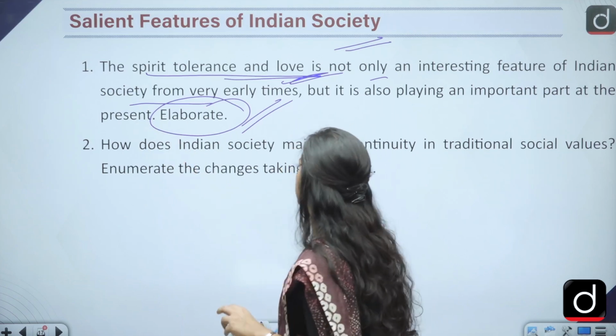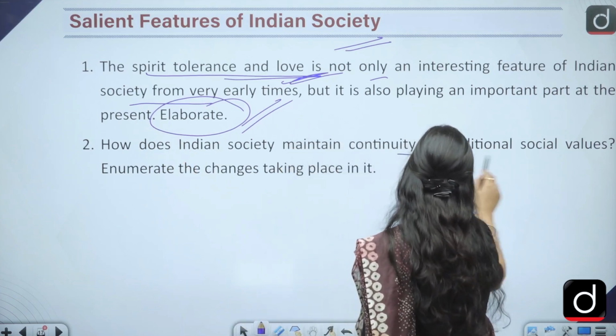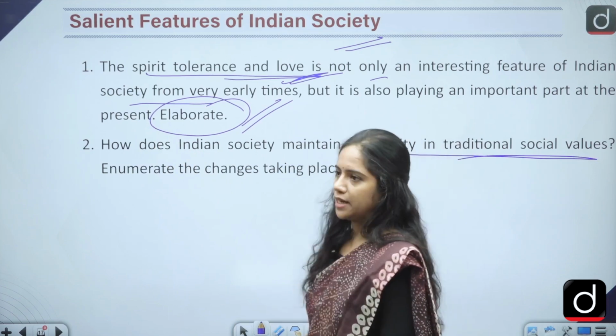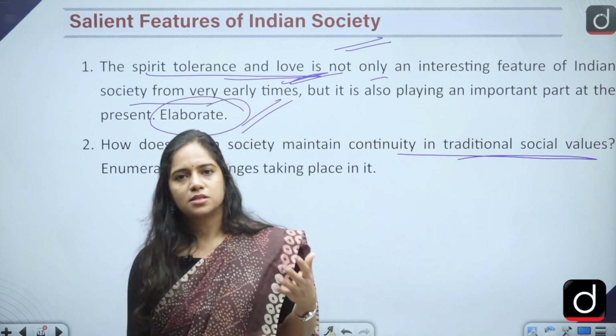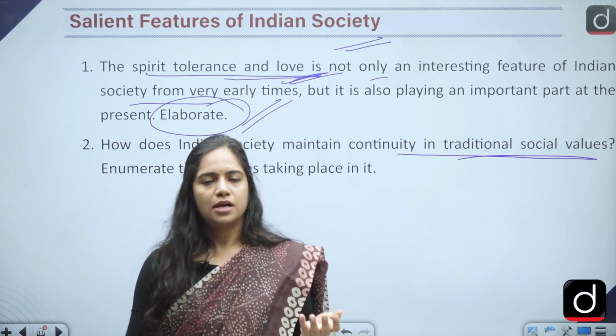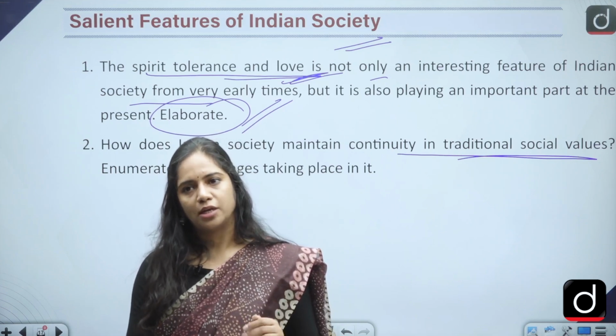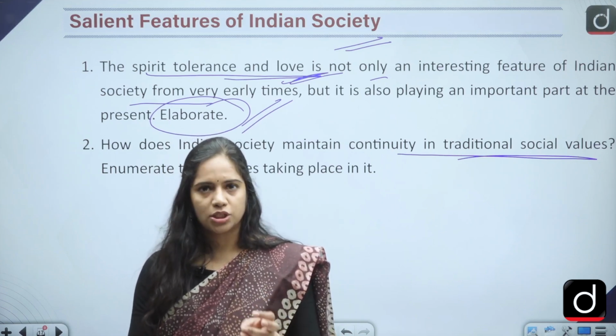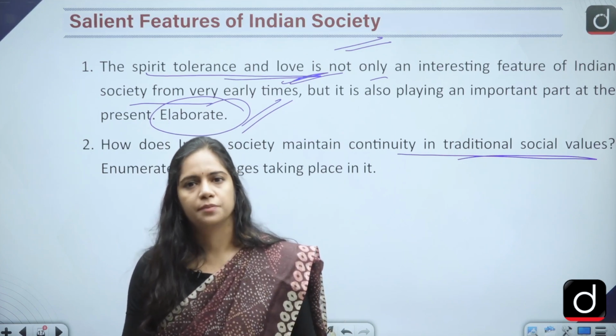Okay. Similarly, how does Indian society maintain continuity and traditional social values? So the answer looked easy, right? But if I ask you to write down the traditional social values, you would be confused with the words social and values and traditional.